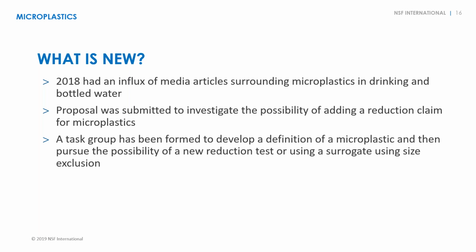One of the charges of this task group is to develop a scope, or a definition I should say, of what a microplastic is, in order to then determine if there is a possibility for performance tests within the standard to address microplastics, or a possibility to use a surrogate test within the standards already to address this. The task group is really just getting started at this point in time and investigating definitions for microplastics from other regulatory agencies. I know California has one now. So we'll be looking at a lot of those in order to get the group moving forward, investigating this option, and then potentially having a claim for the reduction of microplastics in the near future.